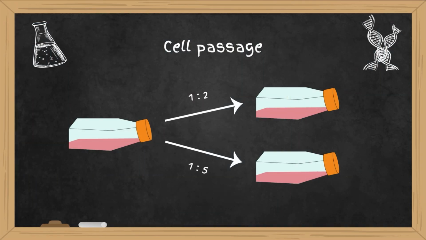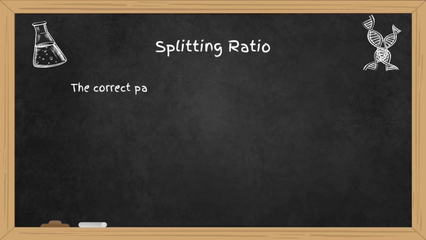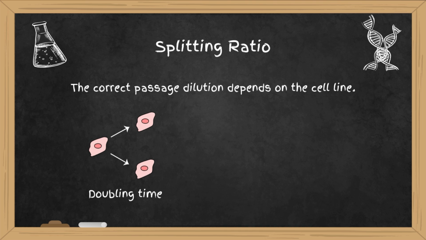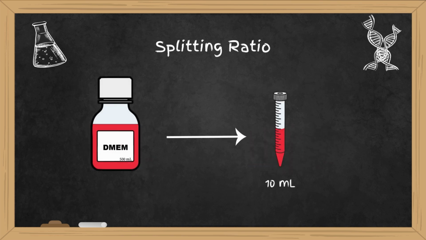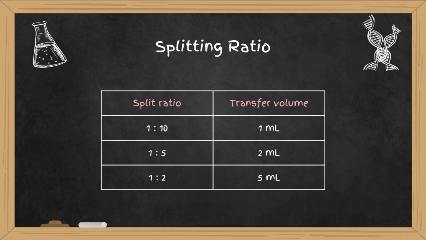Now, let's dive into the theoretical principles that underpin cell passage. Several factors influence successful cell passage. The correct passage dilution is cell line specific and depends on factors such as doubling time and intended use of the cells. The split ratio is calculated based on the total volume of media used to resuspend the cell pellet after centrifugation. For example, if 10 milliliters of media is used, the total suspension volume will be 10 milliliters. Depending on the cell line, a researcher might follow these split ratios.